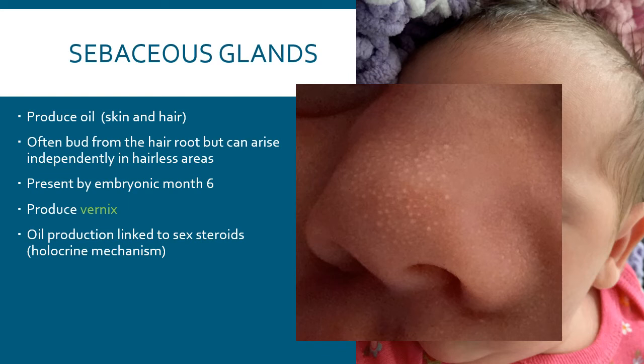Now, oil production from sebaceous glands is linked to sex steroids, and it's produced through a holocrine mechanism, which means that the secretory cells, so the cells that are creating the oil, actually burst, and that releases the oil to the surface.